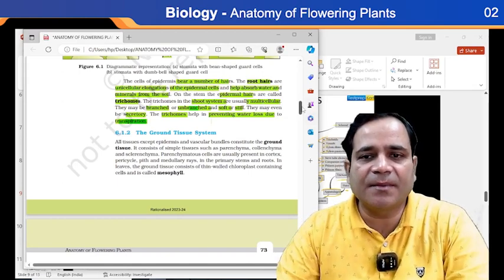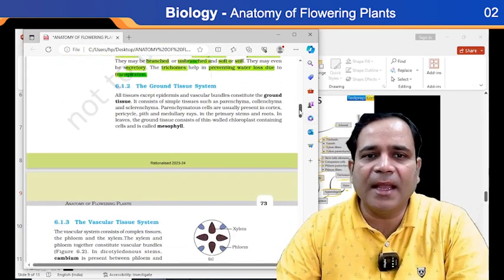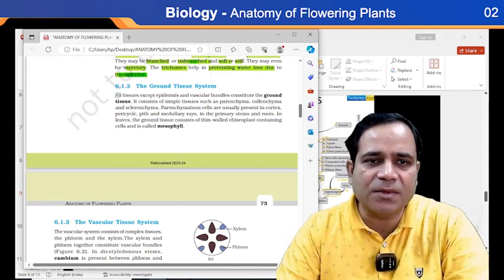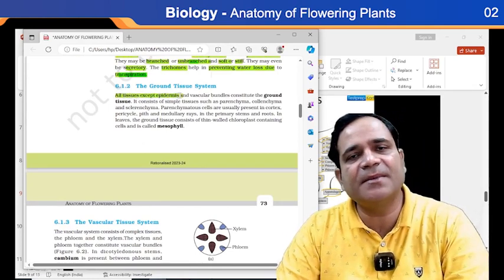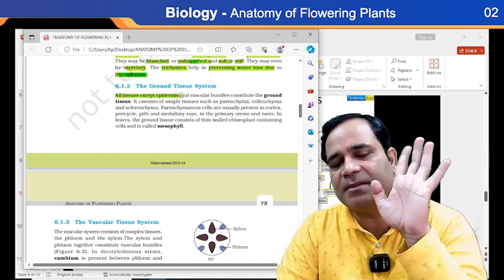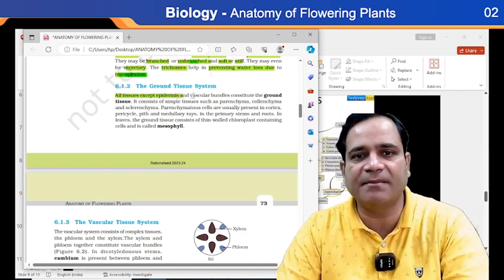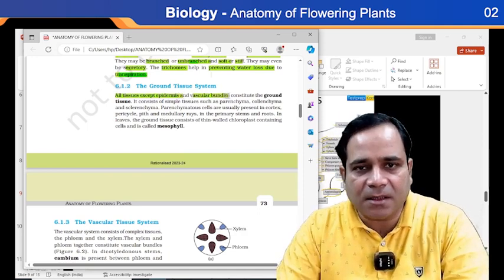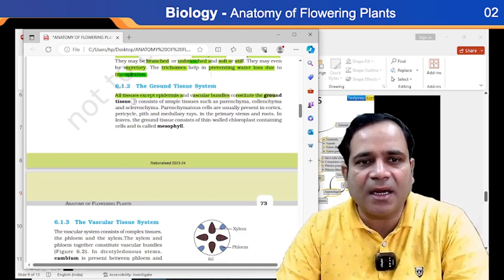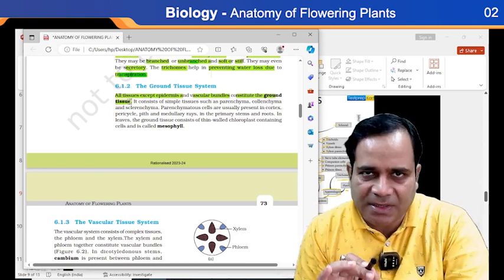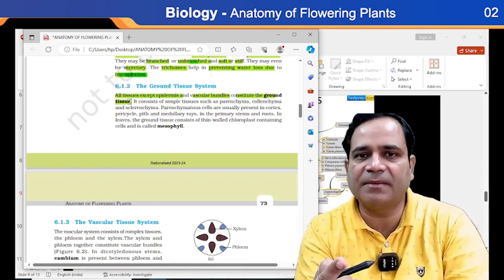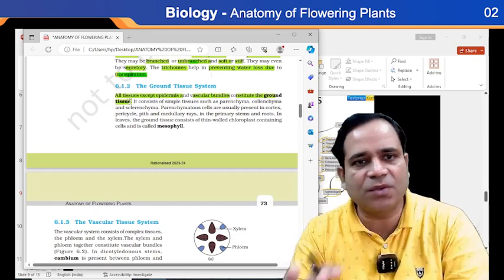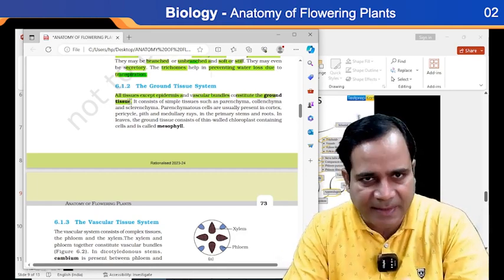Ground tissue system. Here in the ground tissue system, what we should know is that all tissue except epidermis, see what I'm saying, except epidermis, it means what? Here we do not involve epidermis, and vascular bundles also constitute the ground tissue. Again I'm repeating, except epidermis and vascular bundles, all constitute where? Ground tissue, correct? Number one point.